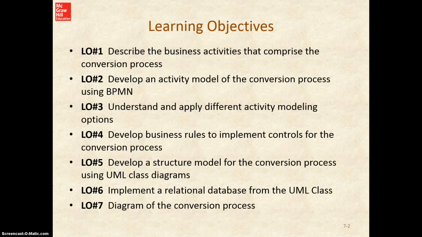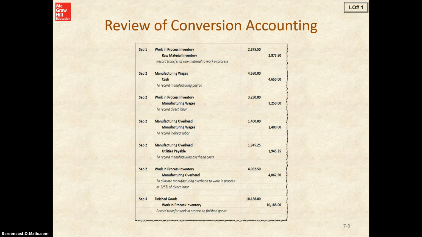Our learning objectives for Chapter 7 are: 1. Describe the business activities that comprise the conversion process. Develop an activity model of the conversion process using BPMN. Understand and apply different activity modeling options. Develop business rules to implement controls for the conversion process. Develop a structured model for the conversion process using UML class diagrams. Implement a relational database from the UML class diagram of the conversion process.